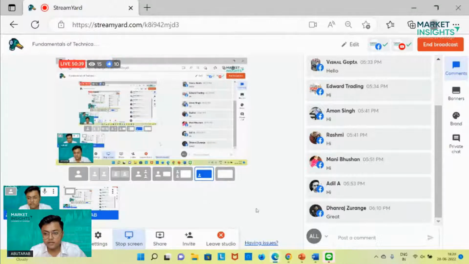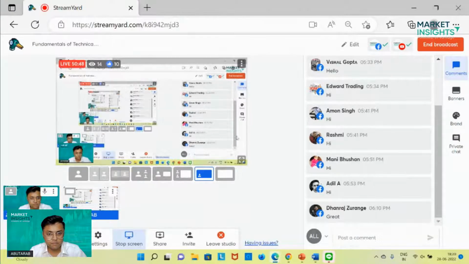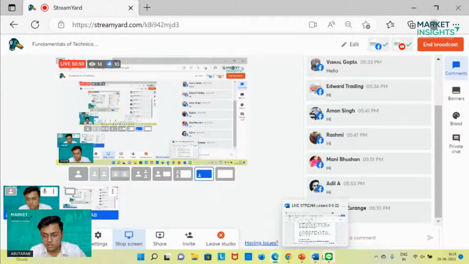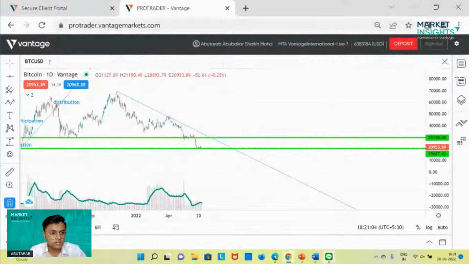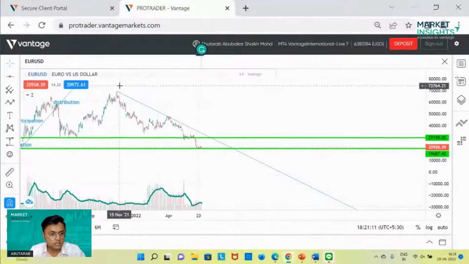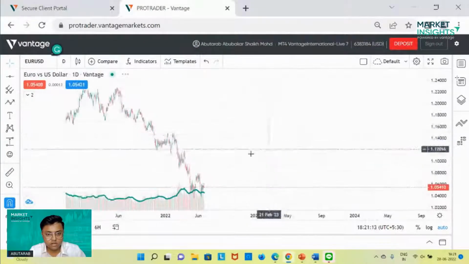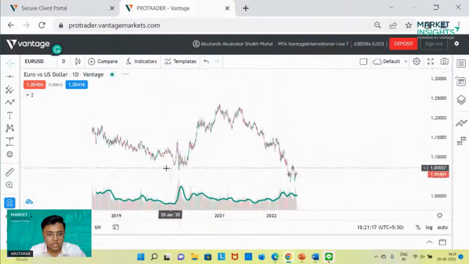We have seen Bitcoin, we have seen gold. Now we will take up one random one. Okay, nobody is saying anything, so we will take another. What do we take? We take Euro USD. Euro USD is quite popular, a major currency pair. Let's look at this.